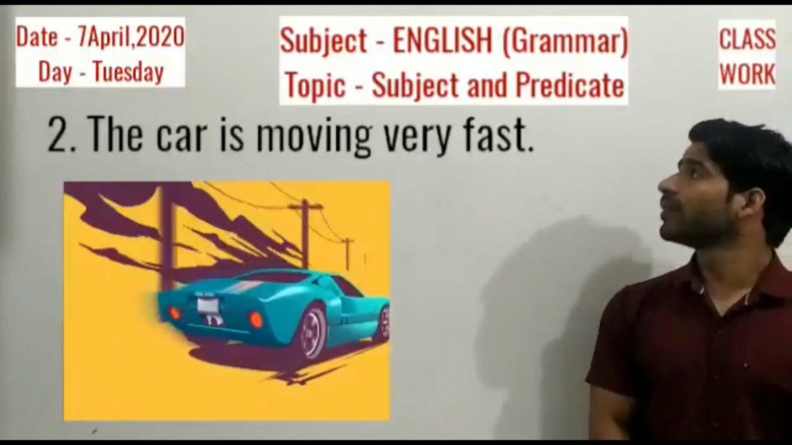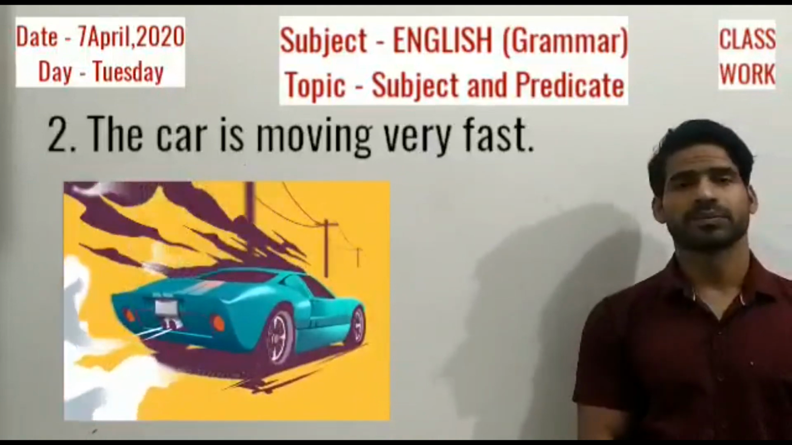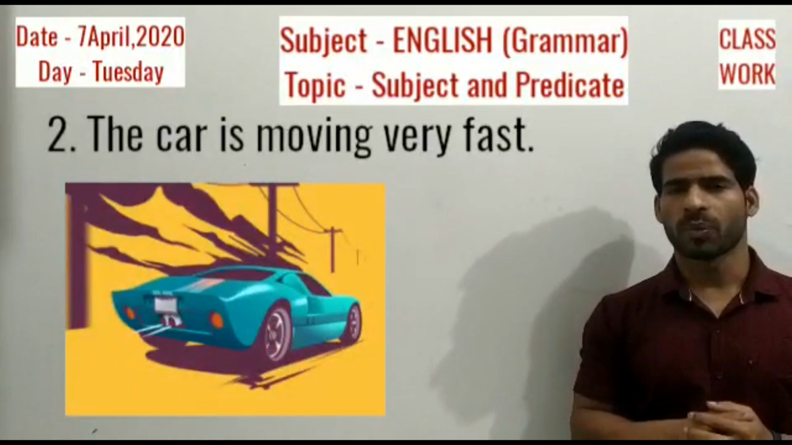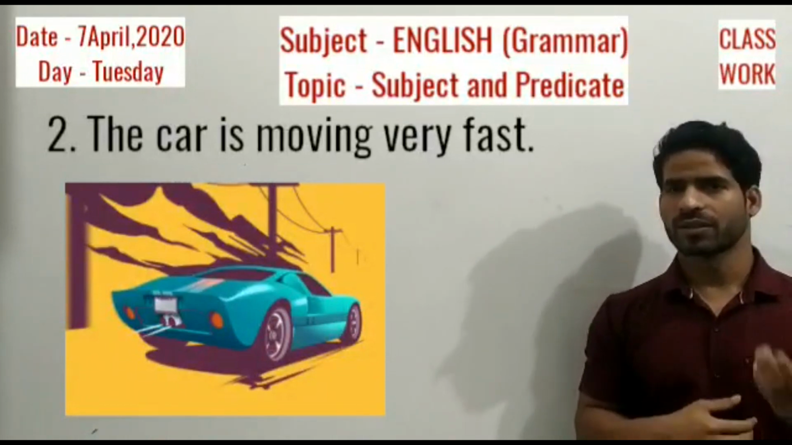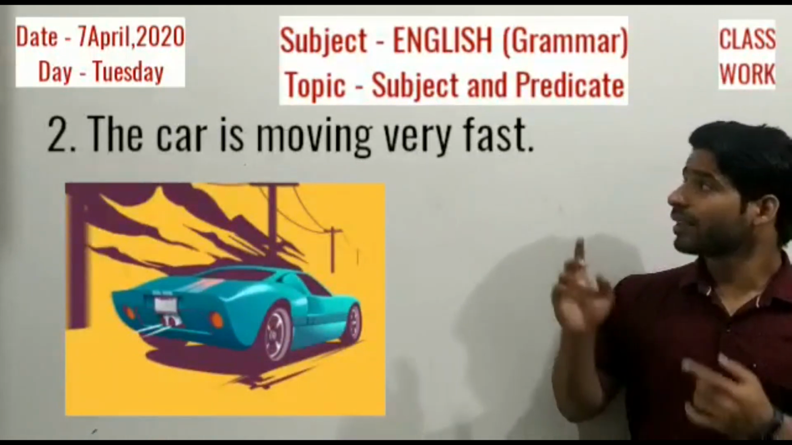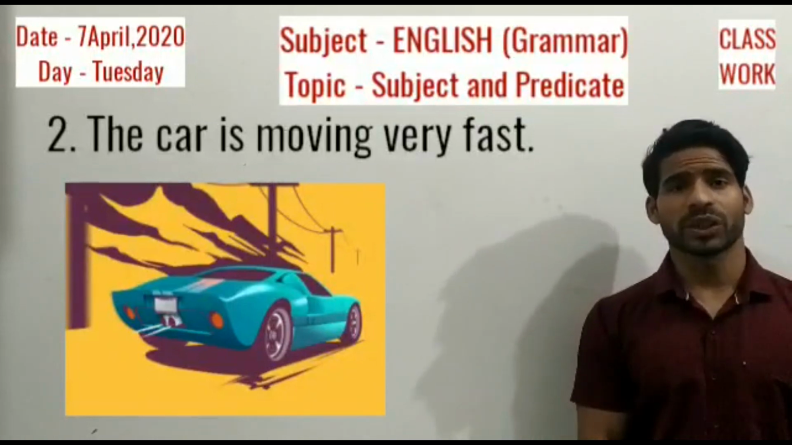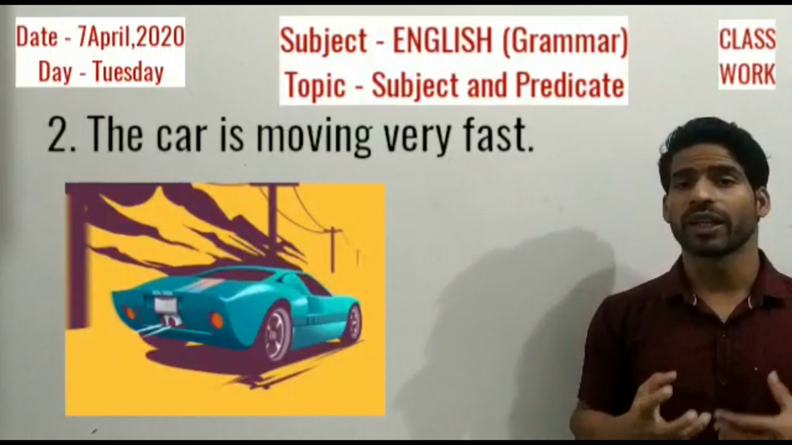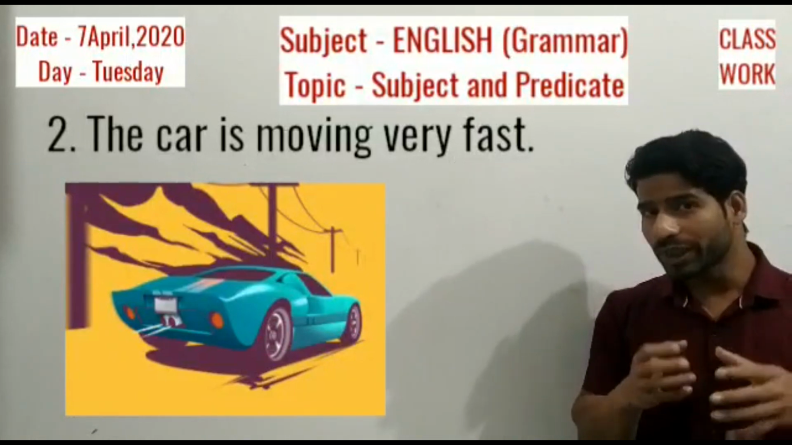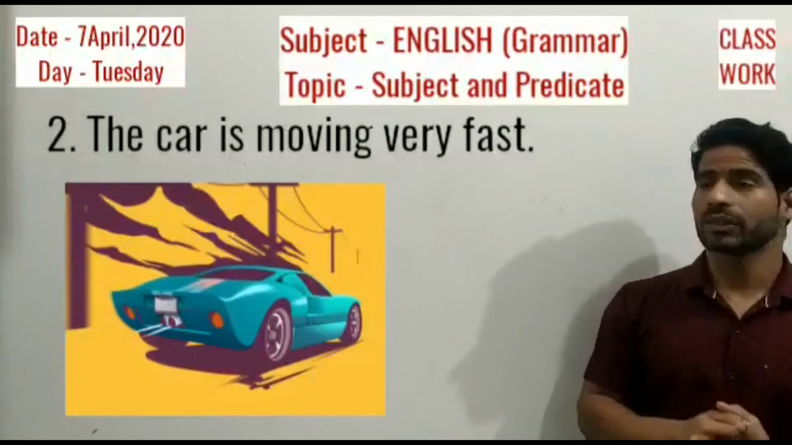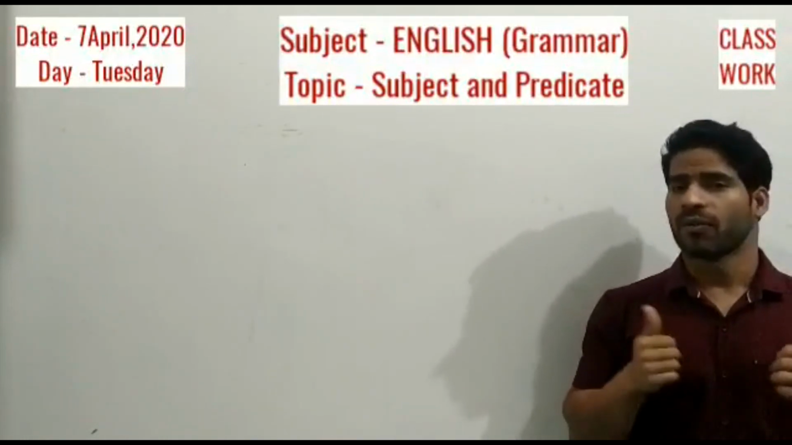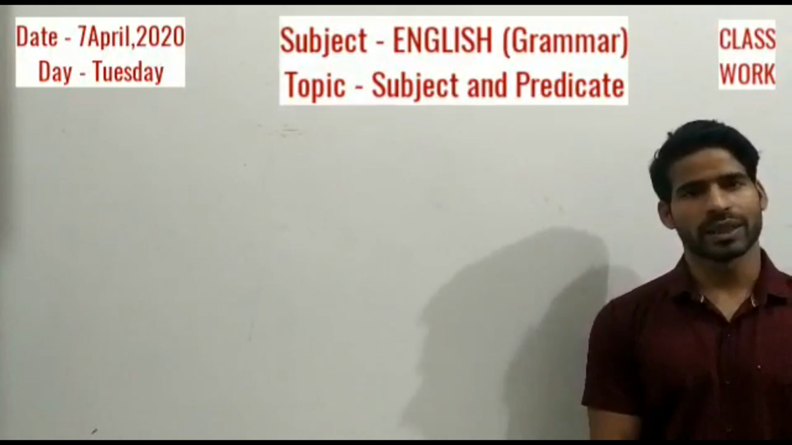The car is moving very fast. So what about the subject here? That is correct. The car is the subject here, and rest of the part is telling that the car is moving very fast, or the subject is moving very fast. So that is why the rest of the sentence will be counted as predicate. Very good. Now move on to our third example.